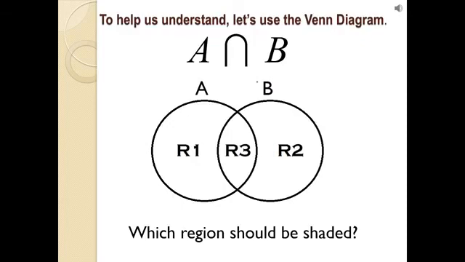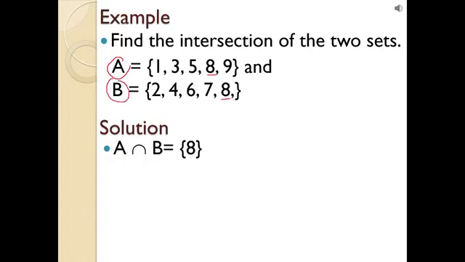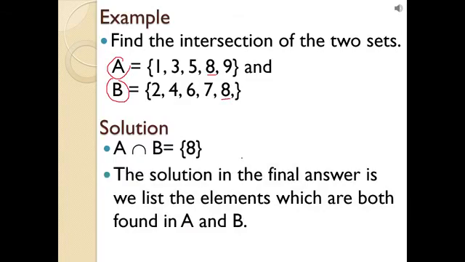To dig deeper, let's use a Venn diagram. Now, this is my question. Which region should be shaded? Well, of course, that would be region number 3, because region number 3 contains common elements of A and B. Let's have an example. Now, what is the intersection of A and B? Of course, the number 8 is common in both A and B. Therefore, the intersection of the 2 sets is simply 8. There you go. We'll list the elements which are both found in A and B.